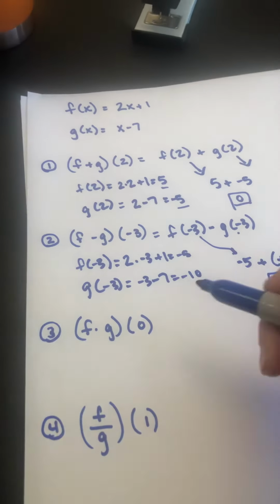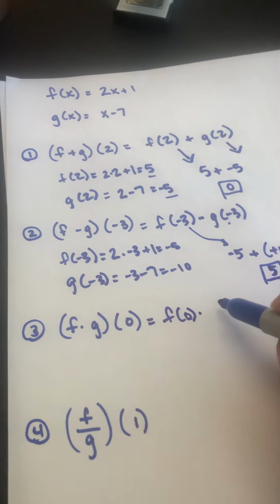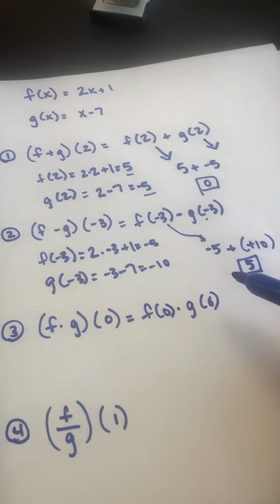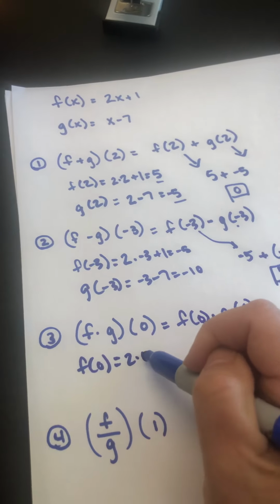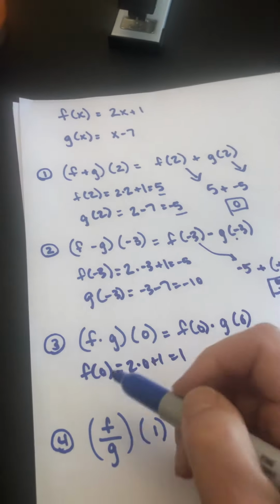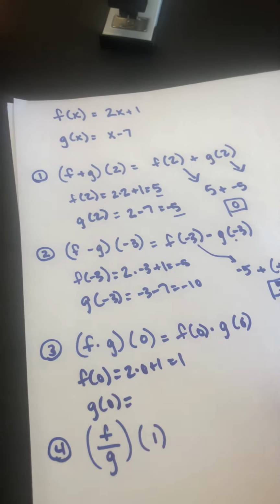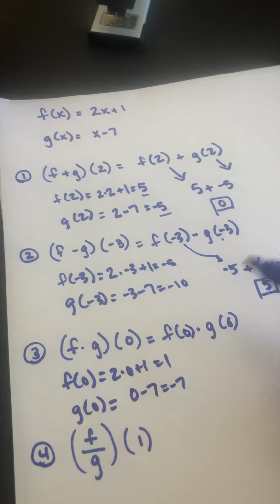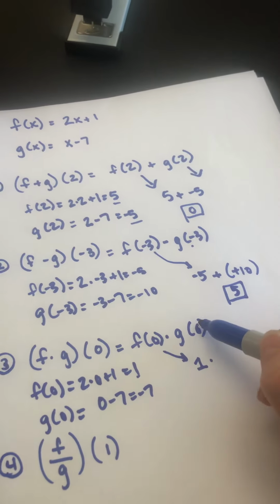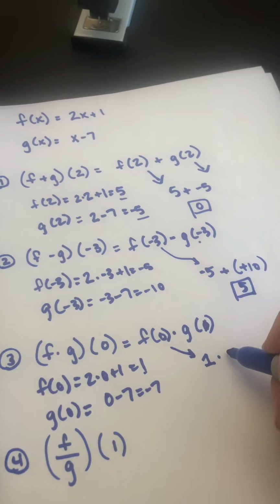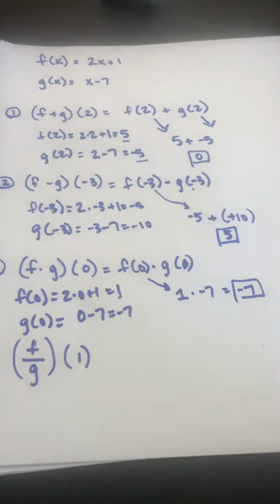And then same thing with number 3. This means f times g of 0, so it becomes f of 0 times g of 0. So I say again, calculate f of 0 off to the side. 2 times 0 plus 1 gives you 1, and g of 0 is 0 minus 7, which is negative 7. So f of 0, I know, is actually the number 1, times g of 0, which is negative 7. So 1 times negative 7 gives you negative 7 as your final answer.